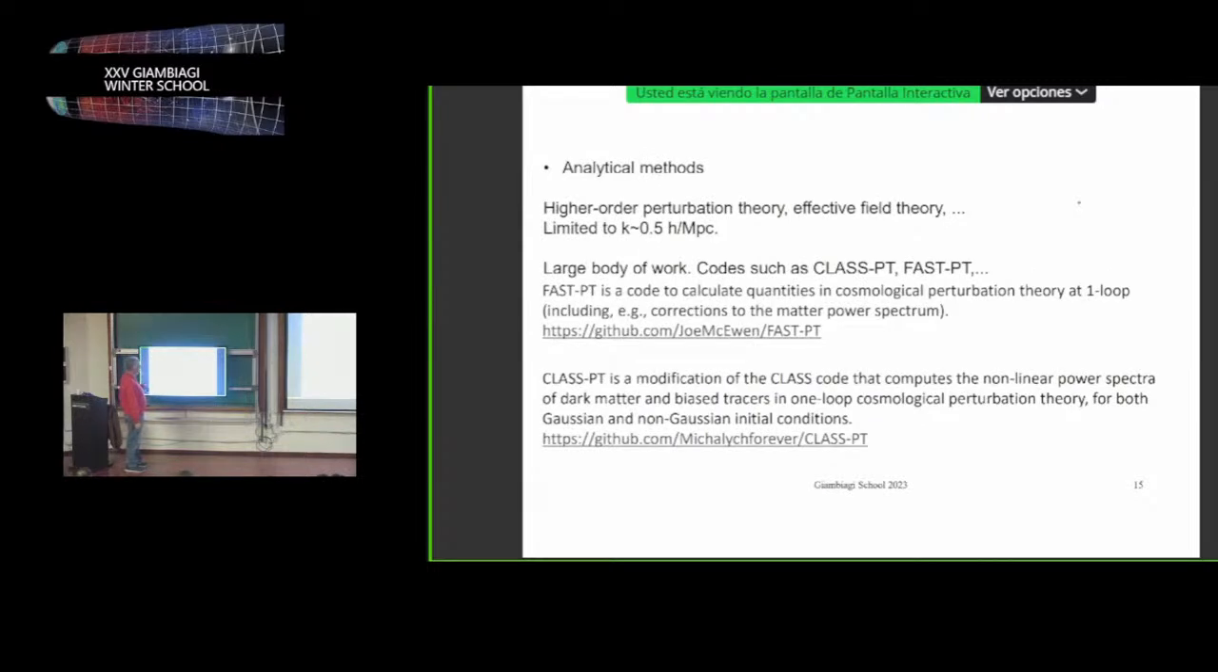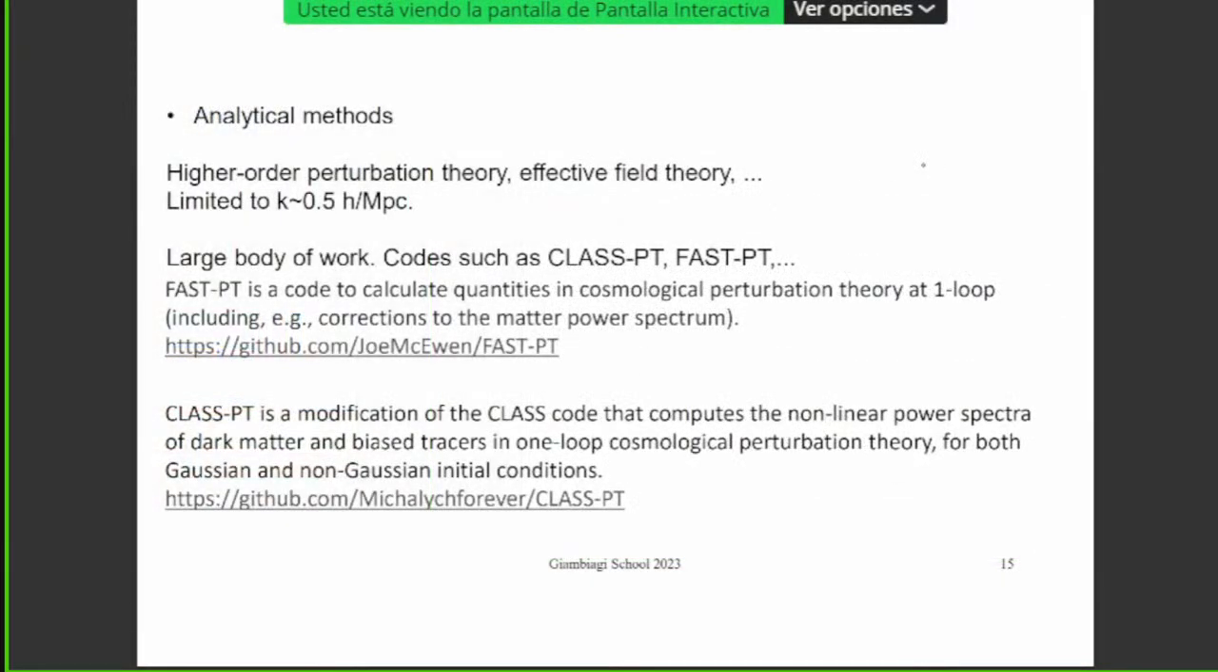And then there are also some analytical methods that try to go beyond the simplest linear perturbation theory. That includes higher order perturbation theory, and also something called effective field theory, which you will hear a lot about next week from Marco and Matthias. I think there's a consensus that they're limited to 0.5 inverse megaparsecs, so they cannot go to too small scales. And there's a large body of work on this.